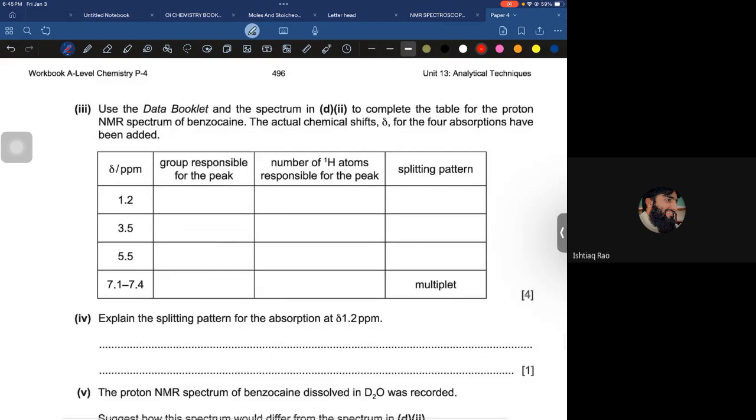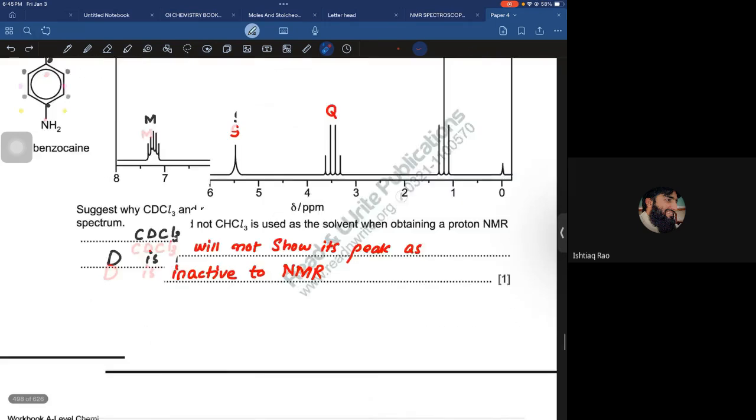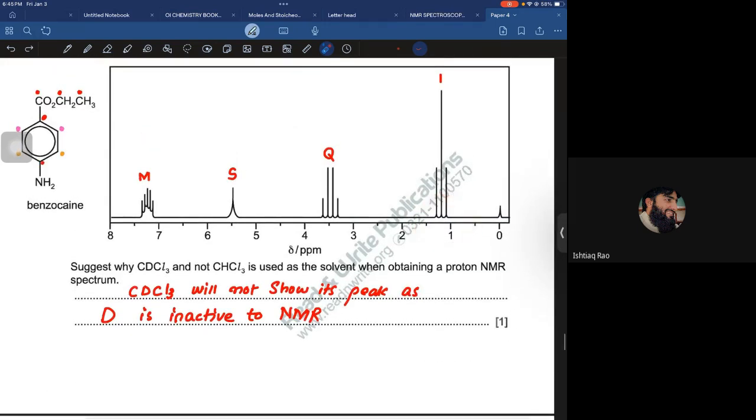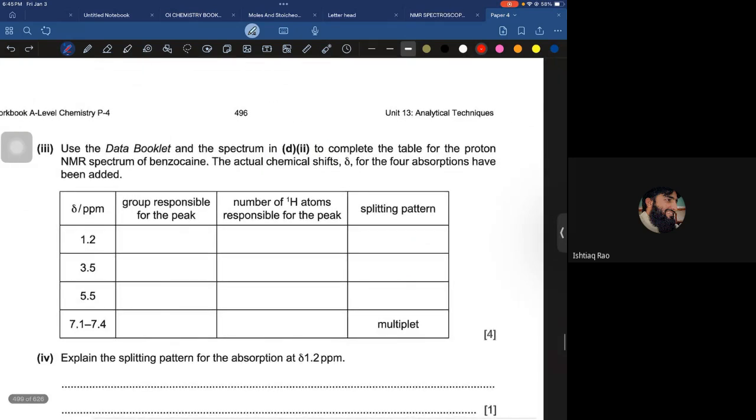Now this is the main question. Use the data booklet and the spectrum in part D2 to complete the table for the proton NMR spectrum of benzocaine. The actual chemical shifts for the 4 absorptions have been added for you. Okay. So at 1.2, which group is responsible? At 1.2 you can see the triplet.